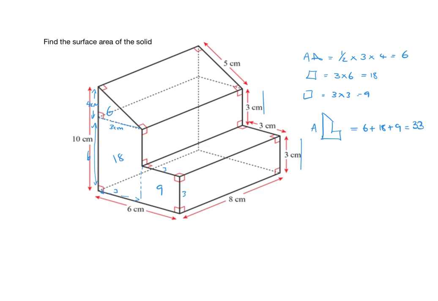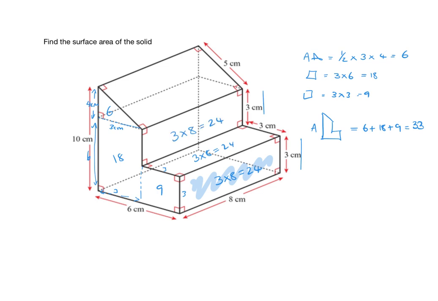Next, I'm going to work on these rectangles. So my first rectangle down the bottom here is a 3 by 8 rectangle. So this is going to be 3 times 8 equals 24. I've got another one of those rectangles just above it. That's also 3 times 8 equals 24. And this one up here is also 3 times 8 equals 24. So we've got 3 of those.